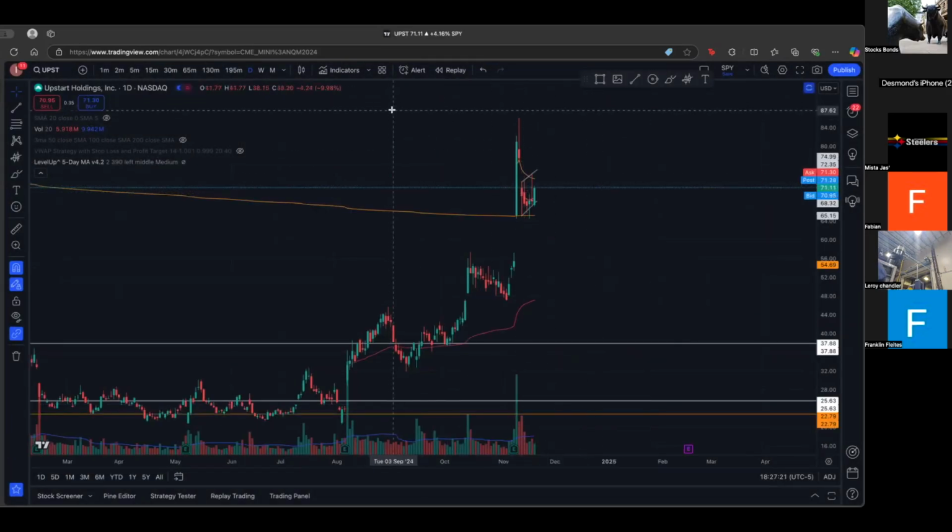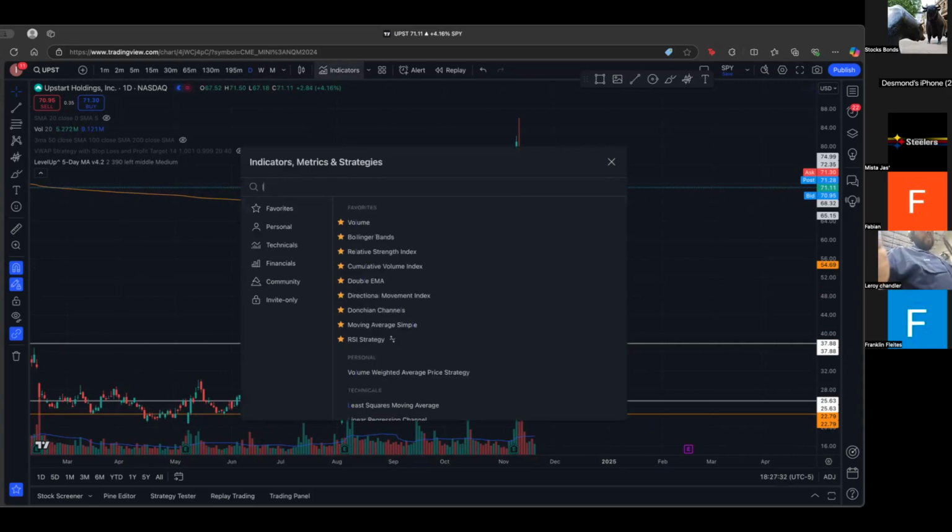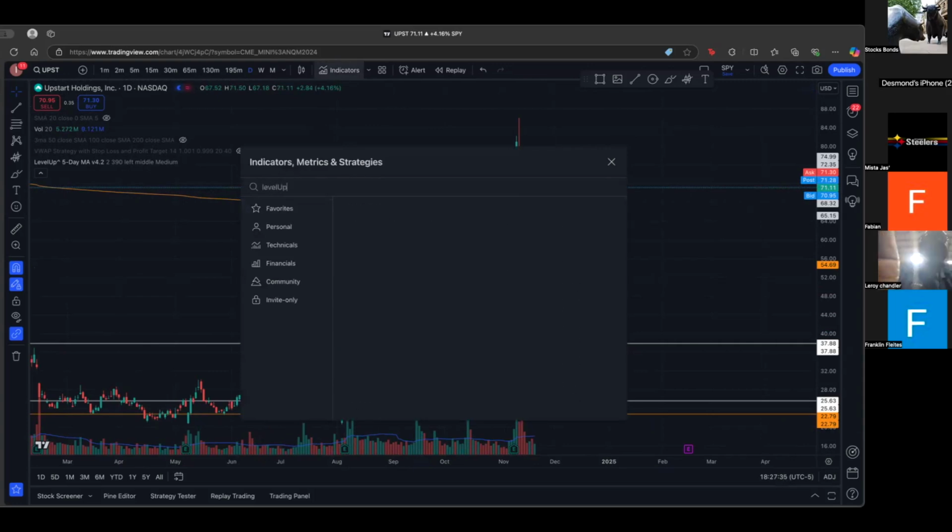First things first, in order to set the 5-day moving average up, it's not going to indicators and looking for SMA and setting it at 5. I'll walk you through it. Go to the indicators on TradingView and search for Level Up. All right, you'll see this one right here, Level Up 5-day moving average by John Muckshaw. That is what you need, right? So if you're going to go for the 5-day moving average, go to the indicators and search for Level Up on TradingView, and you'll see a script from John Muckshaw.